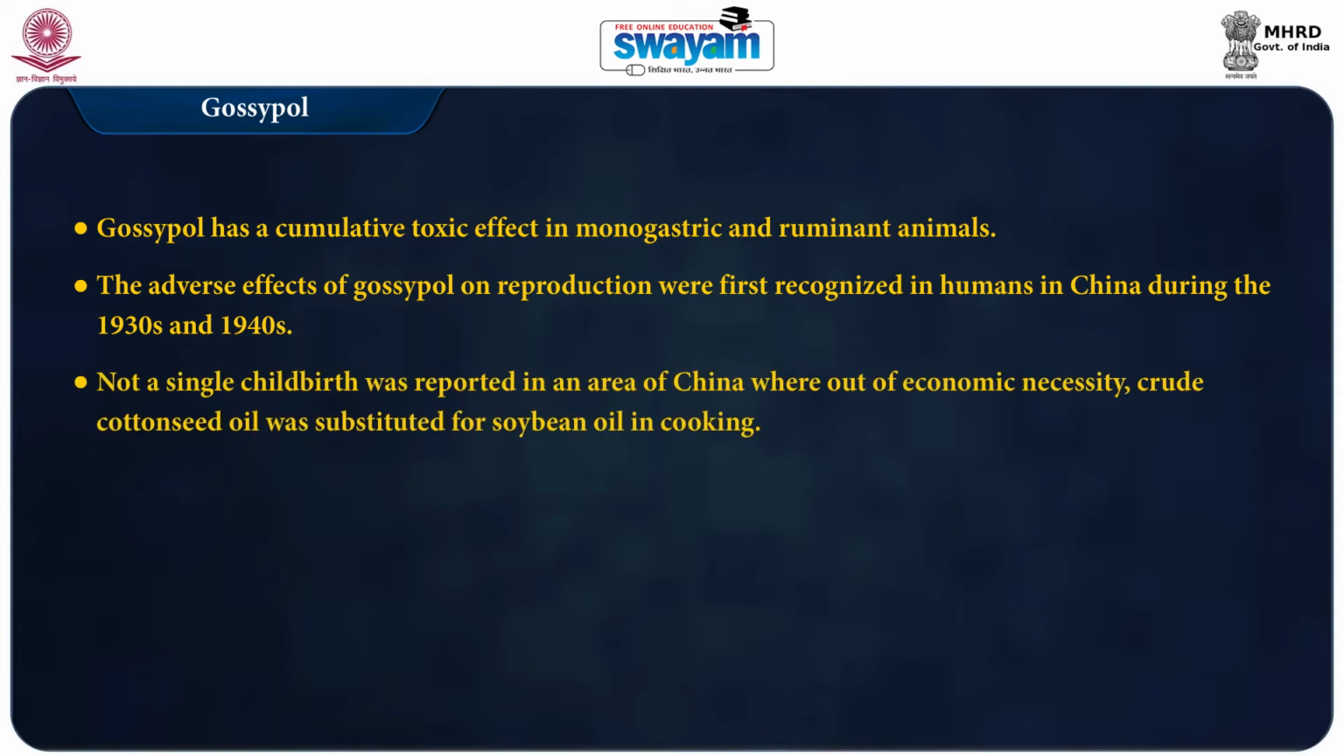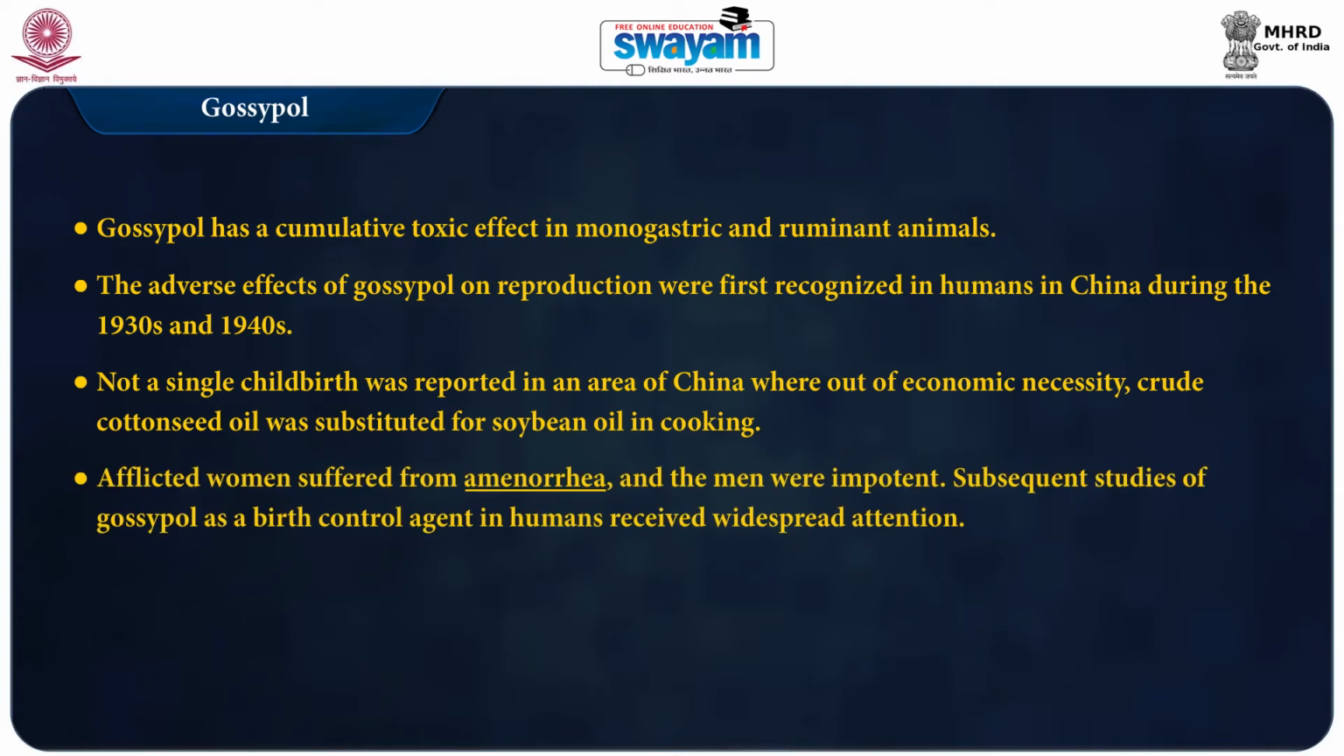Not a single childbirth was reported in an area of China where, out of economic necessity, crude cottonseed oil was substituted for soybean oil in cooking. Afflicted women suffered from amenorrhea and the men were impotent. Subsequent studies of gossypol as a birth control agent in humans received widespread attention.